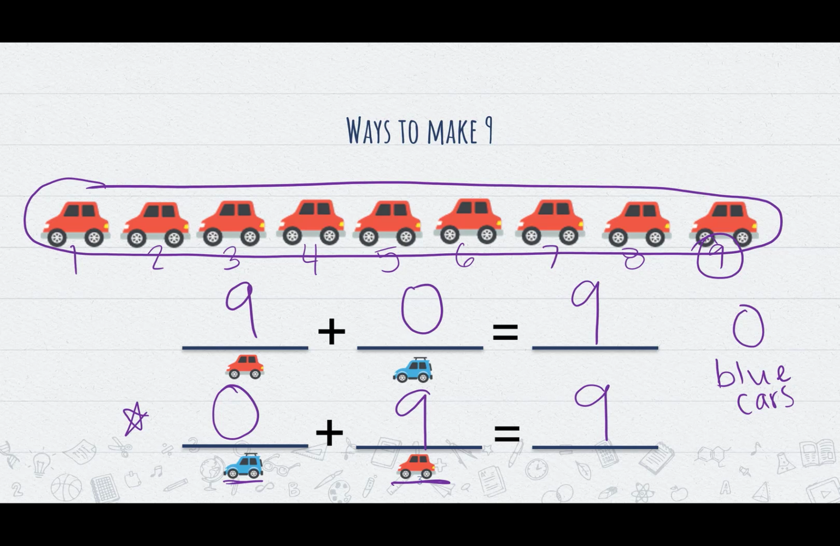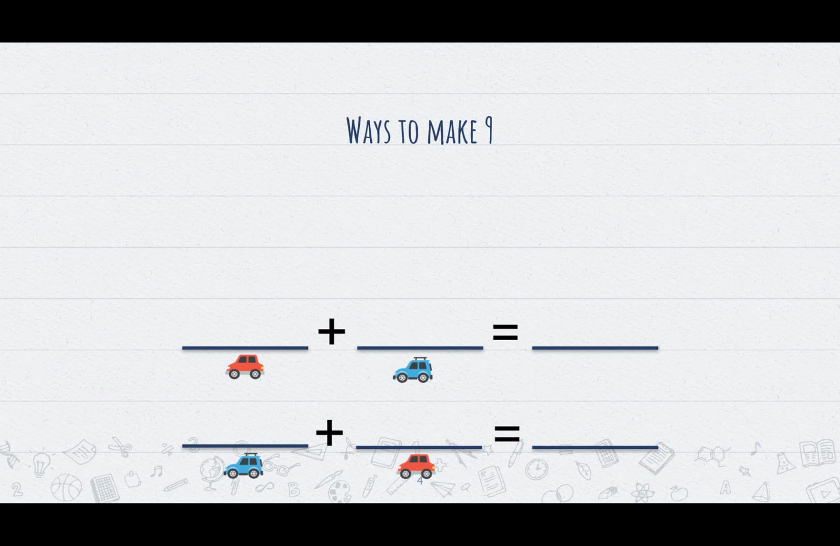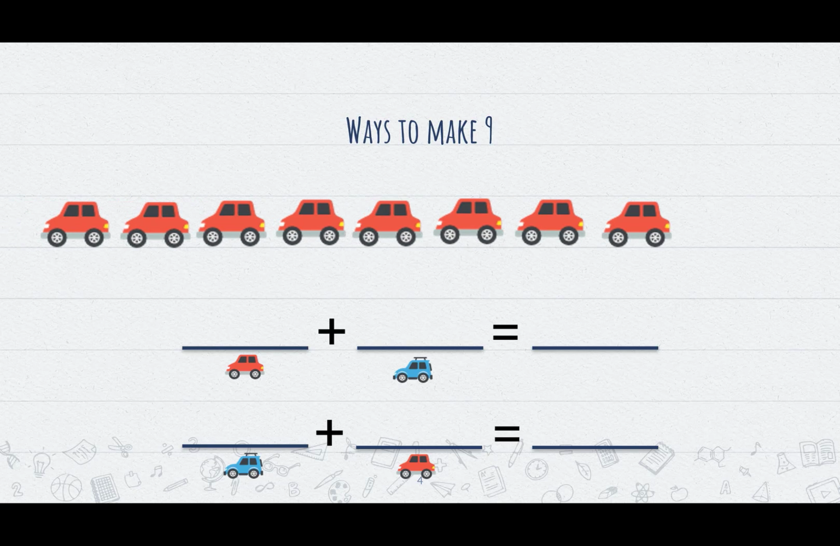So we're going to read these addition sentences. So we have 9 plus 0 equals 9. And 0 plus 9 equals 9. So here's our other way to make 9, the next way. So we have our red cars and our blue car. So let's count how many are in each group.